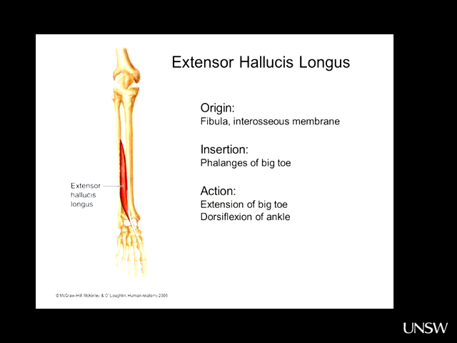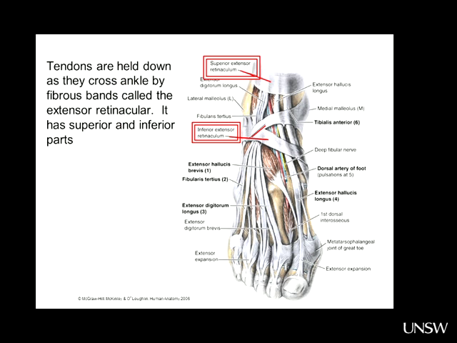Extensor hallucis is deep, and its tendon's going to emerge between, I'll show you a picture of the foot in a minute, the tibialis and the digitorum tendon, and that of course goes down to the big toe and enables us to extend our big toe, and it helps to dorsiflex the ankle as well. So they're the anterior compartment muscles.